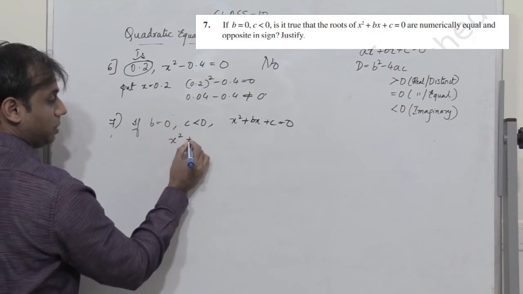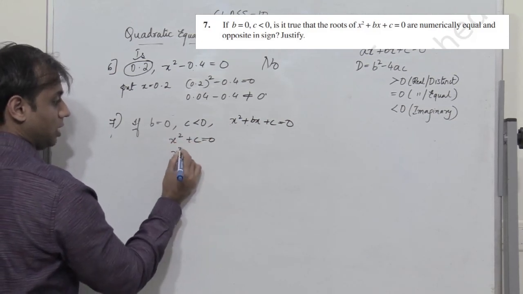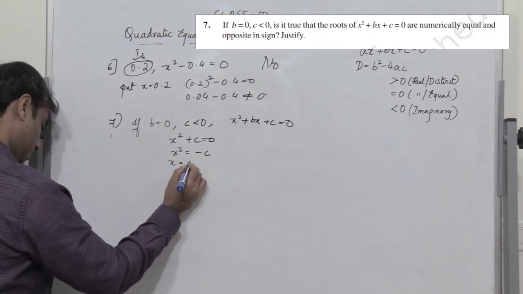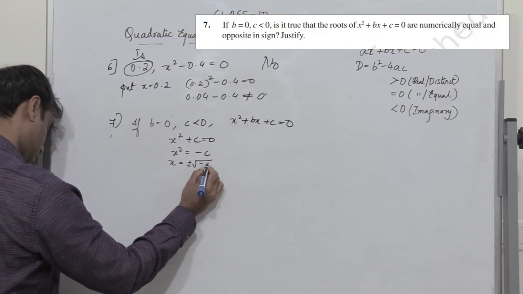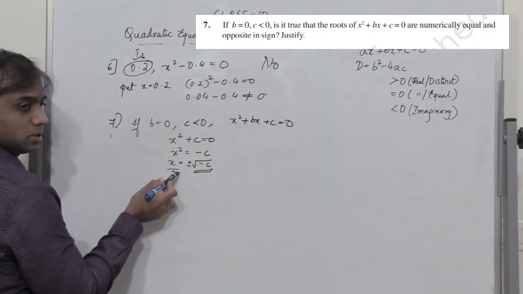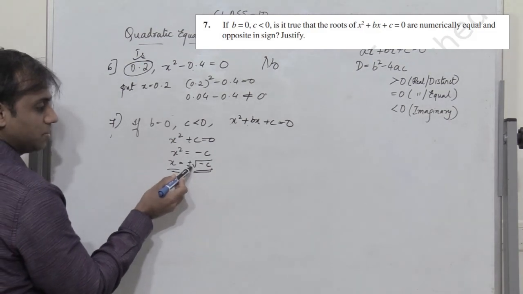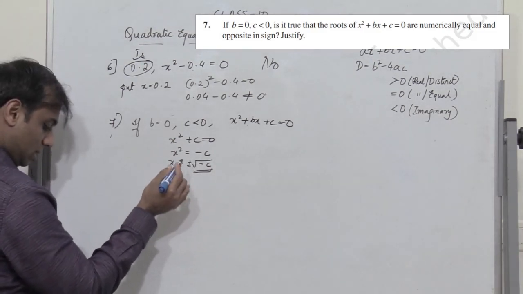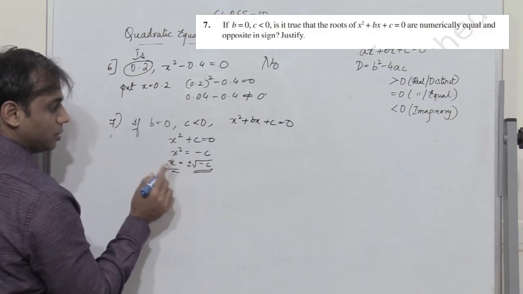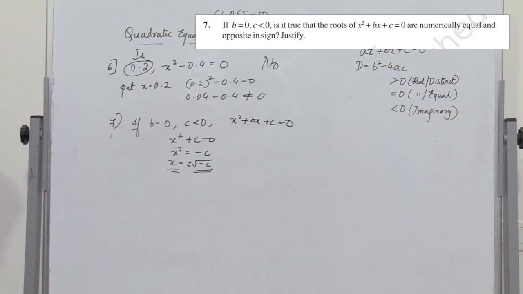So you have x square plus c equals 0. So x square equals minus c. So what is x? X is plus or minus root of minus c. So here you find that the value of x is plus minus root of minus c. So they are numerically equal. So numerically the value is equal, but they are opposite in sign. So this is what we have shown.